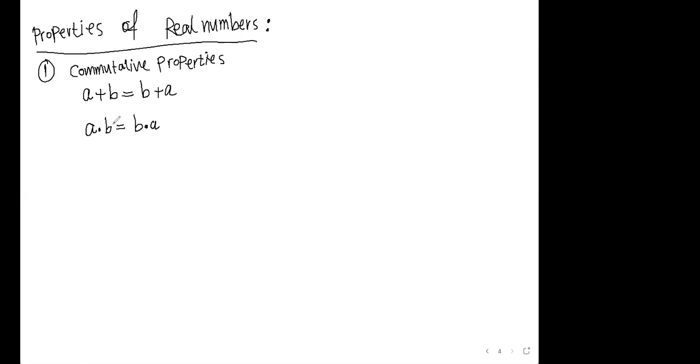Okay? If I multiply the first number by the second number, it is the same as multiplying the second number by the first number. This means the order does not matter. Okay, the order doesn't care which is first and which I add to the second one.